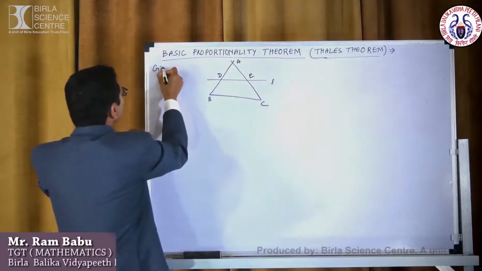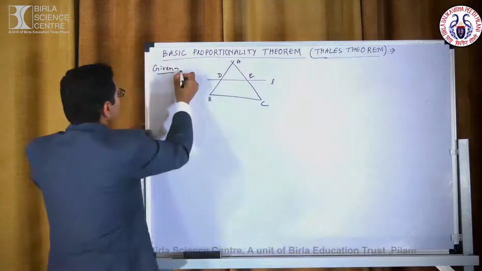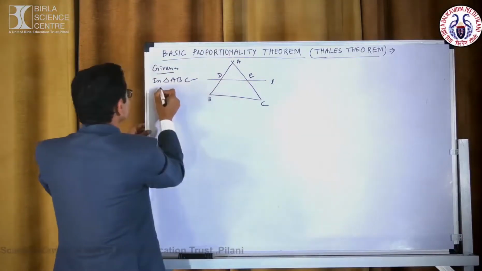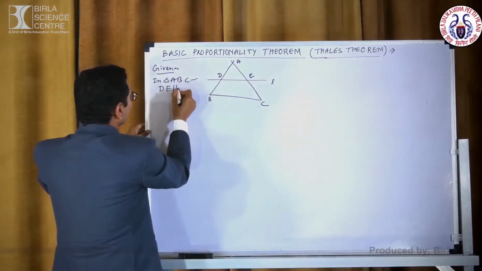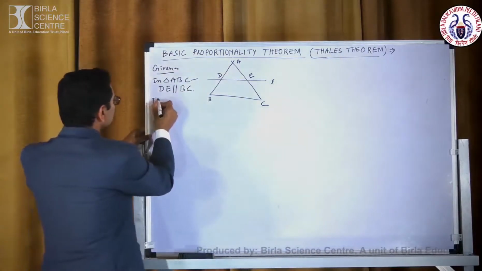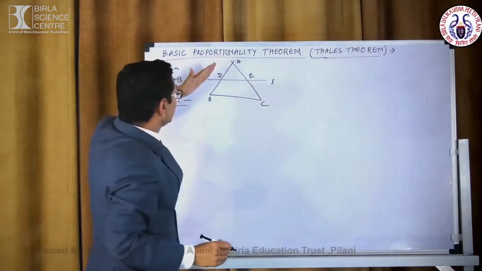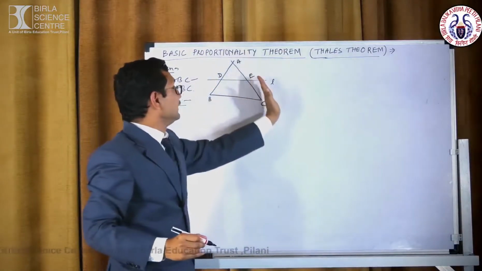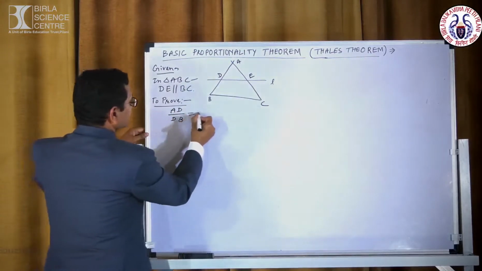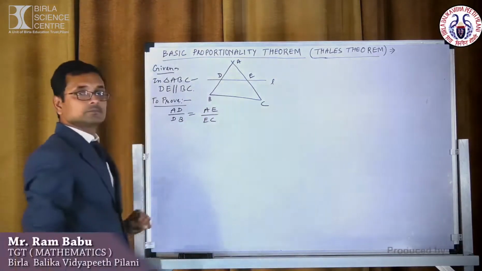What is given? In triangle ABC, DE is parallel to BC. What we have to prove? AD upon DB is equal to AE upon EC.